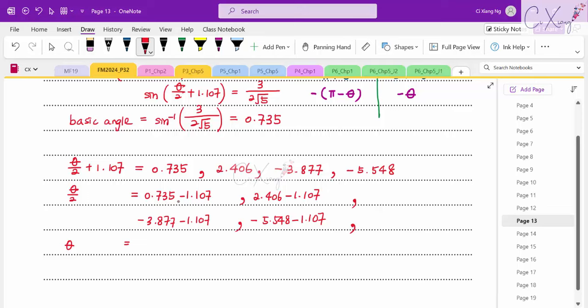Okay, so let's try again. 0.735 minus 1.107. Okay, so I take the answer times 2. So I'm getting this answer negative 0.744. Okay, then for the second answer, 2.406 minus 1.107, then times 2. The answer that I get is 2.598.